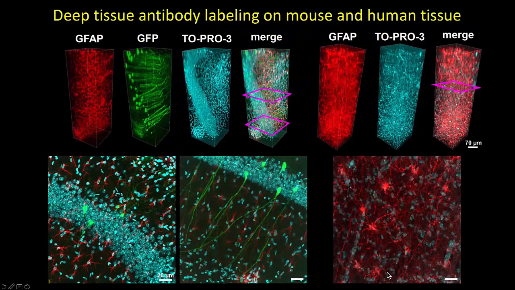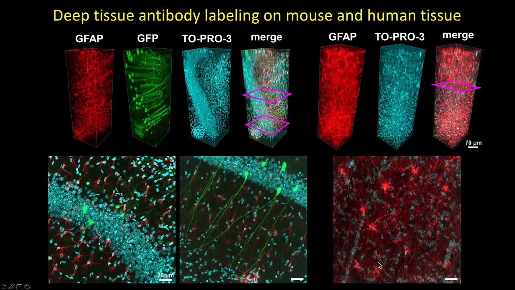An important feature of eDisco, like 3Disco, is that it also works very well with antibody labeling, in mouse or human tissue. Here on the left, we have the mouse tissue from Thy1-GFP-M animal, where we did immunostaining for GFAP over a millimeter of tissue, and here also cell body labeling with TO-PRO-3 dye. You can see very even, nice labeling throughout the entire thickness. Details of the astrocytes are very clear everywhere.